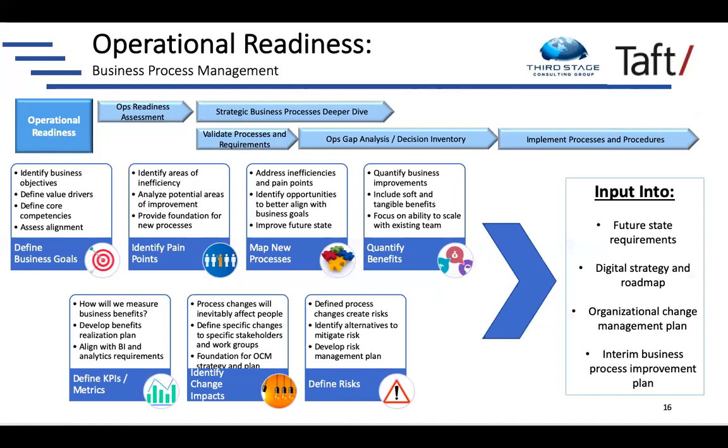So this whole process, business process and operational readiness work stream becomes a really important input into those future state requirements and the requirements that we want to hold the SI or VAR accountable to. It becomes an input into our overall roadmap, our change management plan, and then whatever interim process improvement plan we might have in place.